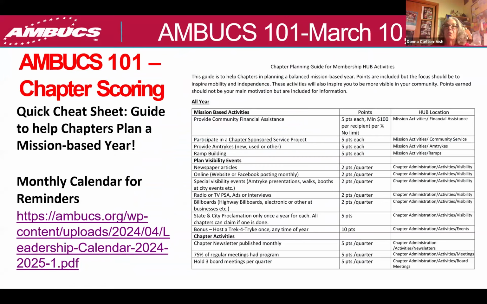And now we're back to this screen where we can talk about this guide. It's a quick, okay, if I do a newspaper article, I can get two points, and I can do one a quarter, and that's under visibility. So it's a quick sheet. And I will say, I know Donna H is on here. She was the author of this, and we thank you for that because it's quite handy. You're welcome.